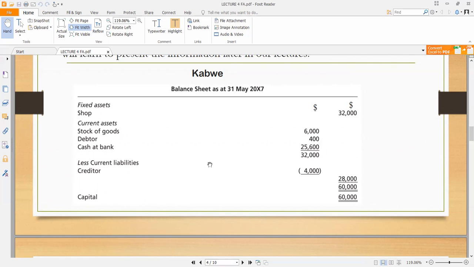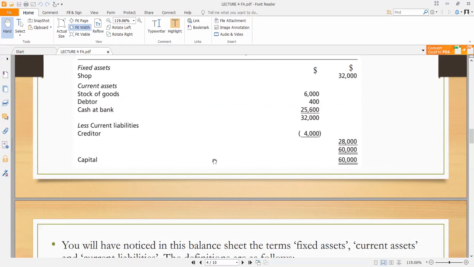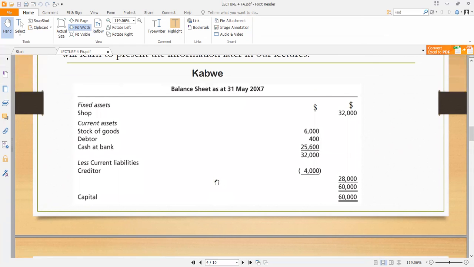Then we've got less current liability, which is 4,000, and we are good to go. It only takes practice for you to be able to understand fully how that one works.